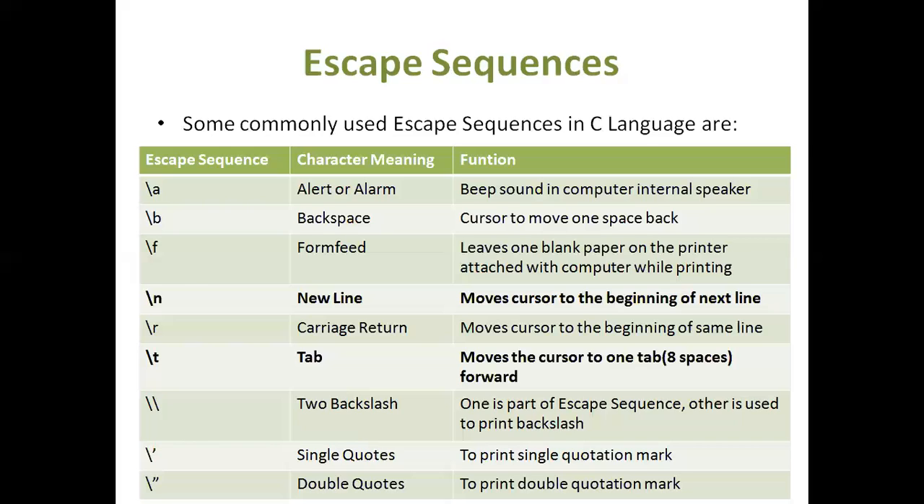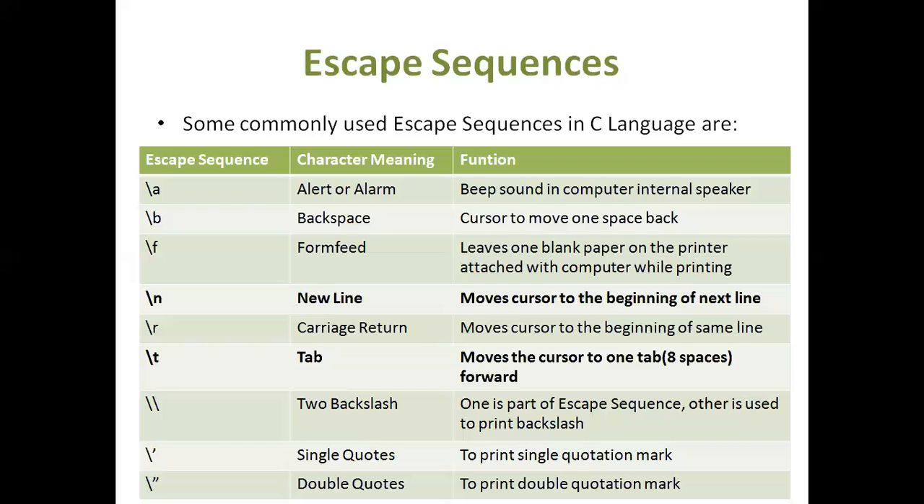Next is the backslash R, which stands for carriage return, and it moves the cursor to the beginning of the same line. Then there's backslash T. T stands for tab. Tab is also commonly used, and it moves the cursor one tab forward, meaning that it will leave 8 spaces. Now, if you want to print the backslash in the printf statement, then you have to write the double backslash, as one is part of the skip sequence and the other is used to print it.